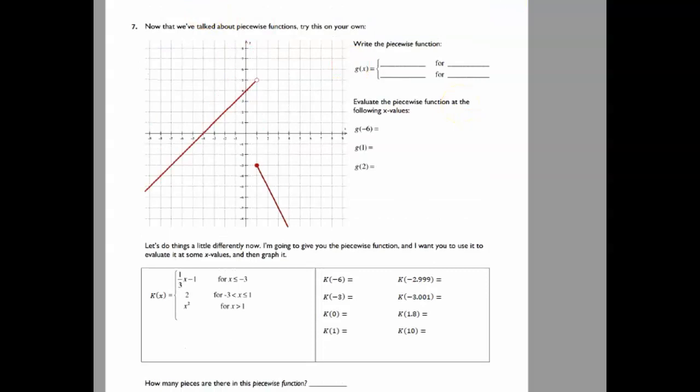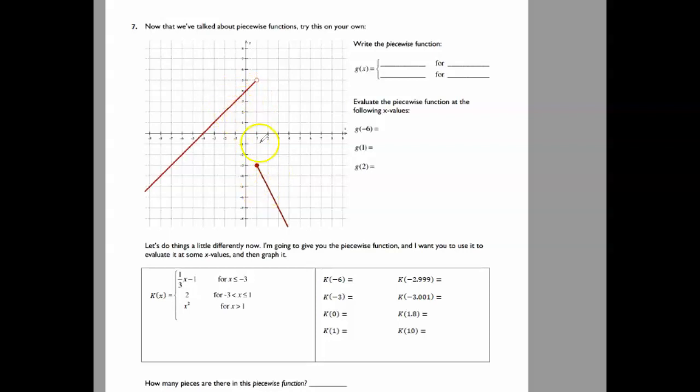There you go. All right, so the back page. Now that we've talked about piecewise functions, try this on your own. Notice, folks, the previous page and this page both only have 2 pieces going on. You can have more than 2. You can have 3, you can have 4. It doesn't really matter. Keep that in mind.